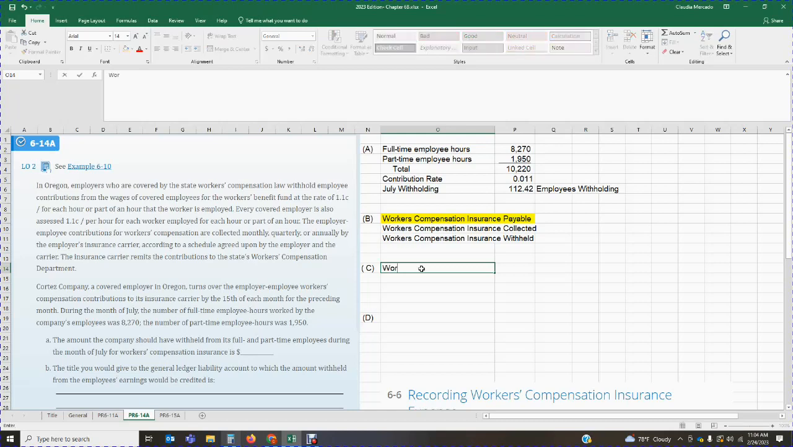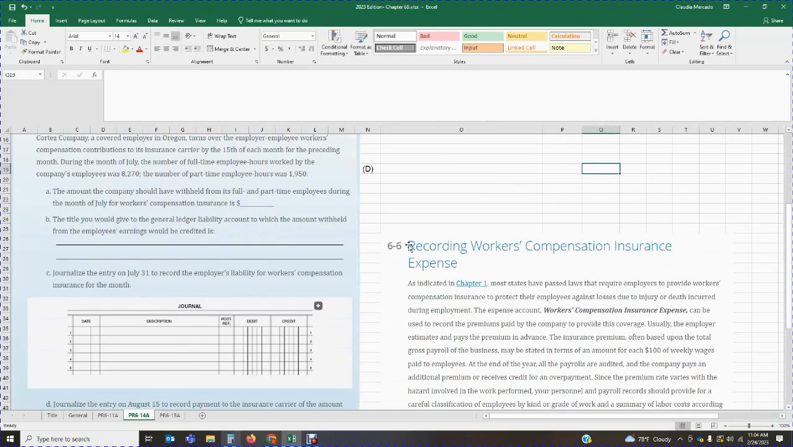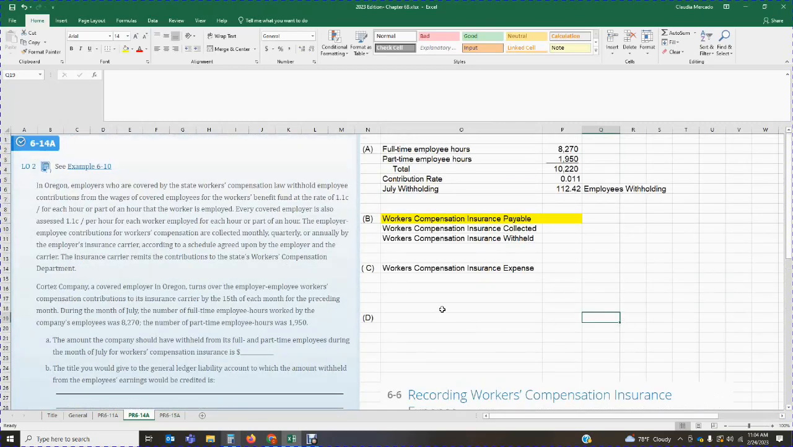So what are we going to do? Well, we're going to debit our workers' compensation insurance expense. And where did I get that? If you refer to section 6.6, we have the expense account, workers' compensation insurance expense. So that would get debited, and then what would get credited? Well, I would put it into my payable, workers' compensation insurance payable.